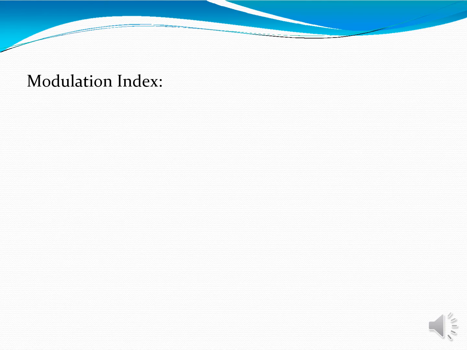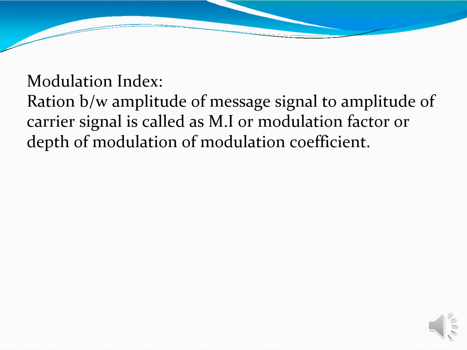Then we have to calculate the modulation index. So how we are calculating the modulation index means this is the ratio of amplitude of the message signal to the amplitude of carrier signal. So this will be called as the modulation index, otherwise we will call it as modulation factor or depth of modulation.